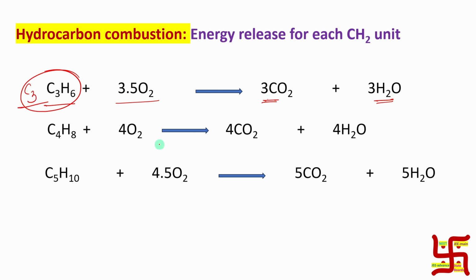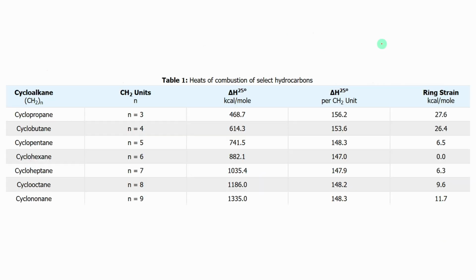By the way, why are these reactions exothermic? Because the products, carbon dioxide and water, are more stable compared to the reactants like alkane, cycloalkane and oxygen. So here it's 4, 4, 5, 5. Now, whatever energy is released for every reaction, if you divide this energy amount by 3 for the first case, 4 for the second case and 5 for the third case, then it will give a proper understanding of the energy released for each CO2 unit.